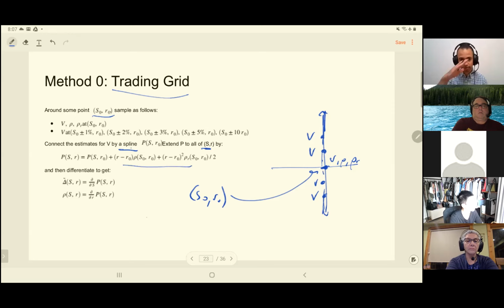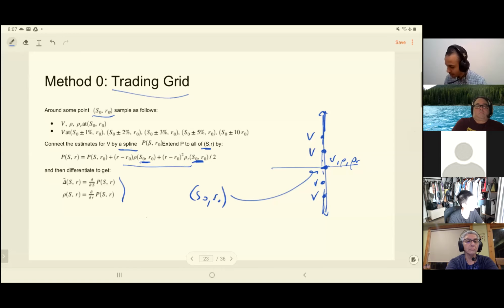So there's some derivative in R, and then also there's some quadratic term. And we don't allow that thing to vary. We just use the estimates for rho and for the derivative of rho with respect to R at S0, R0. You can think of this as being like a Taylor expansion in R, just at S0, but then we push this up and down the line, we translate it. And then we differentiate this to get our estimates for delta and for rho. Ignore the tilde over delta. That's from a specific technical thing that I think we don't need to get into.